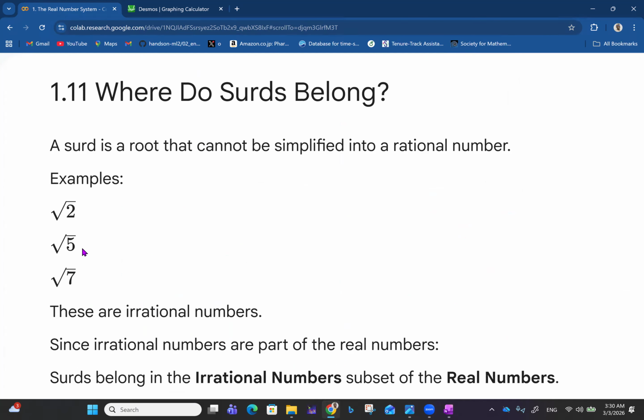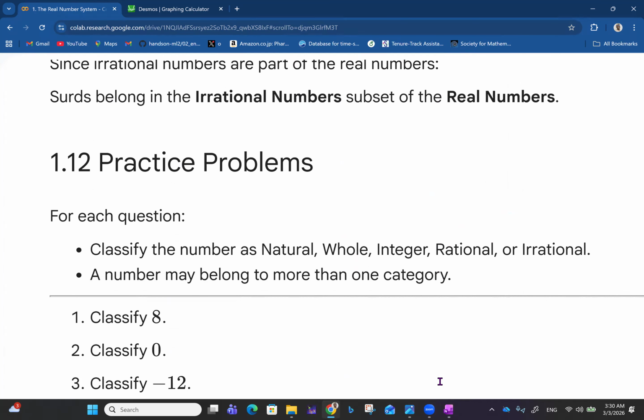So root 2, root 5, root 7 cannot be simplified into a rational number. So these are irrational numbers. Since irrational numbers are part of the real numbers, surds belong in the irrational number subset of the real numbers, as you saw in the classification before.